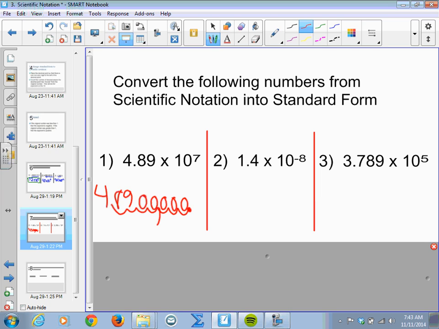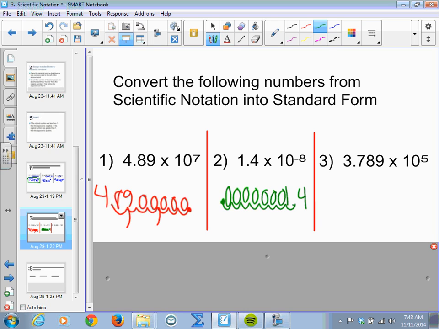48,900,000. Now we have 1.4 times 10 to the -8th power. The -8 tells me we're going to go to the left. So we write that number, 1.4, and the point moves over 8 spots to the left. 1, 2, 3, 4, 5, 6, 7, 8. Empty buckets, place zeros. So we have a really small number here.